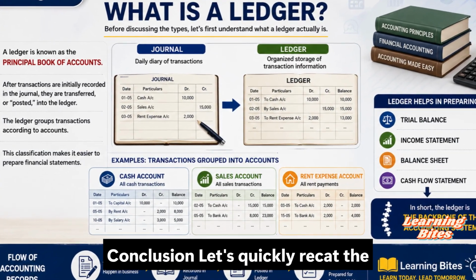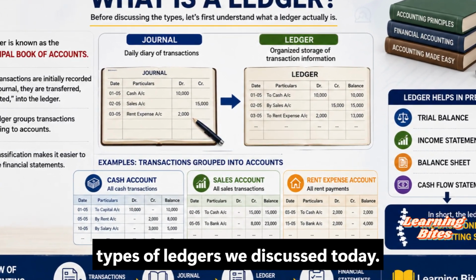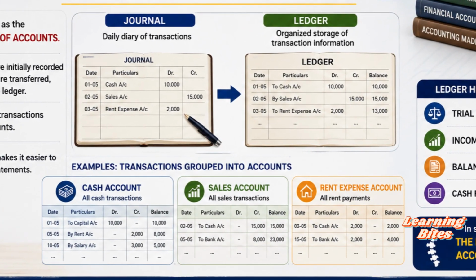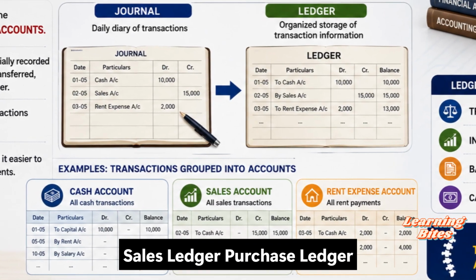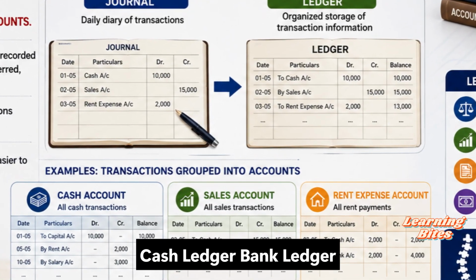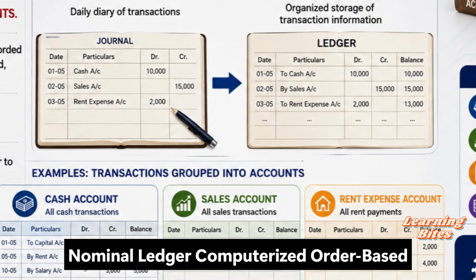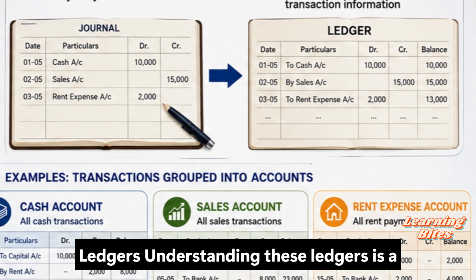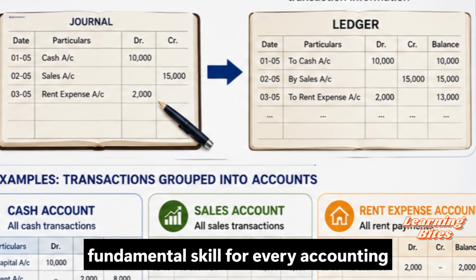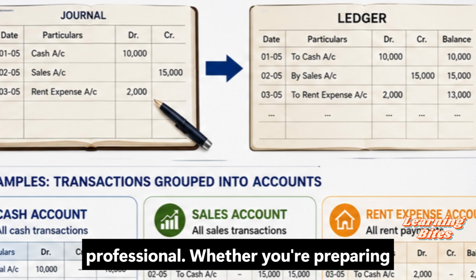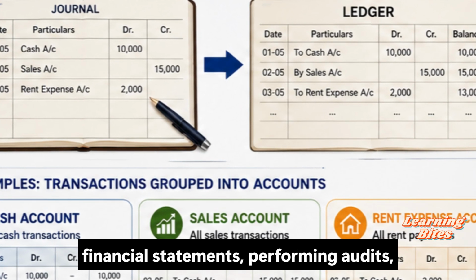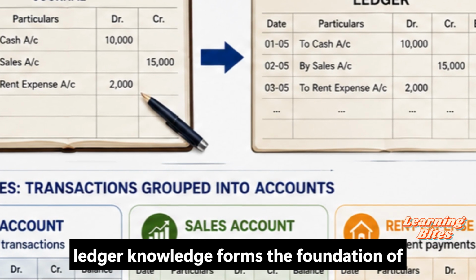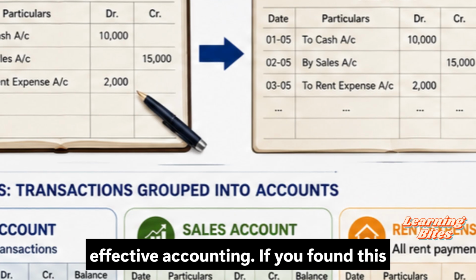Conclusion. Let's quickly recap the types of ledgers we discussed today: General Ledger, Subsidiary Ledger, Sales Ledger, Purchase Ledger, Cash Ledger, Bank Ledger, Nominal Ledger, Computerized or ERP-based Ledgers. Understanding these ledgers is a fundamental skill for every accounting professional. Whether you're preparing financial statements, performing audits, managing accounts receivable, handling payables, or working with digital systems, ledger knowledge forms the foundation of effective accounting.